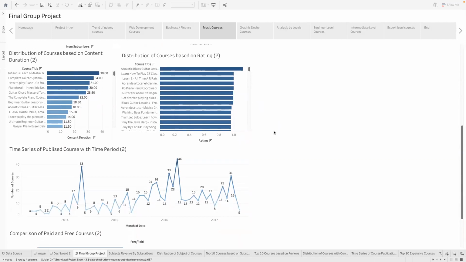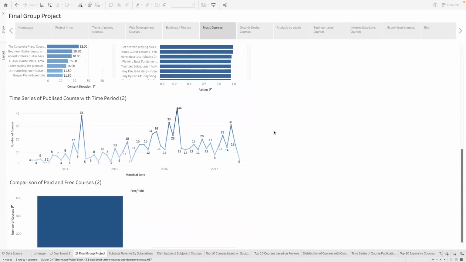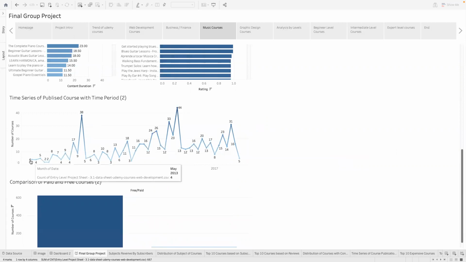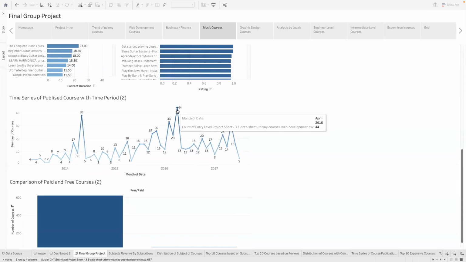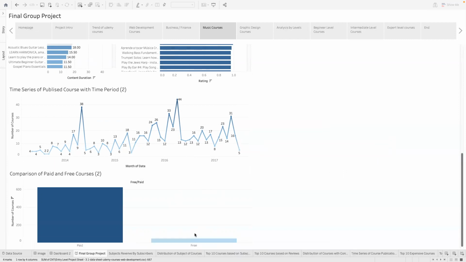Talking about the next visual, which is the trend of musical course releases. As you can see from the start, the release was only four, which increased year by year. But after 2017, it decreased to 5. And my last visual is a comparison of courses which are free and which are paid. As we can see from here, in the music course, there are 622 courses that are free, and 622 are paid.